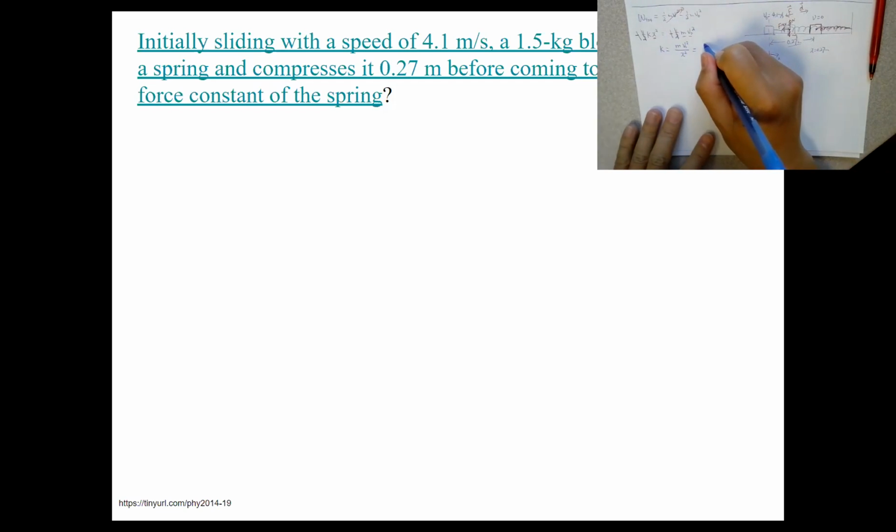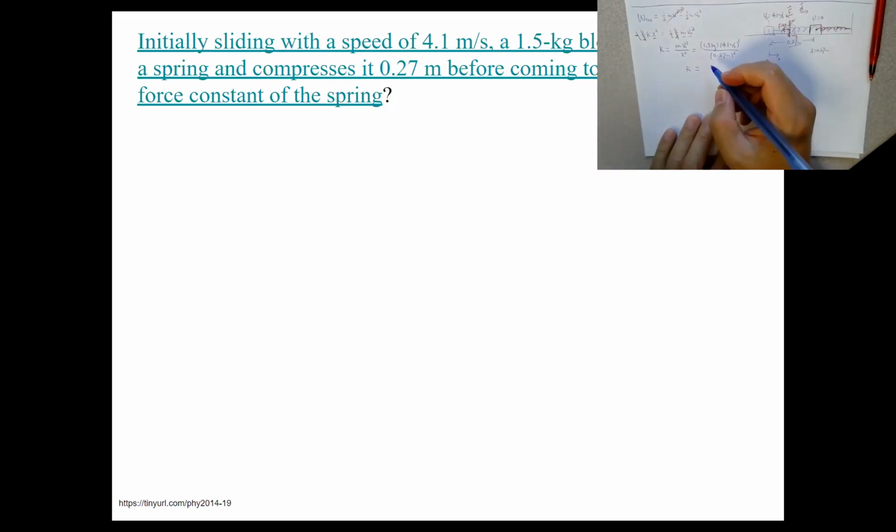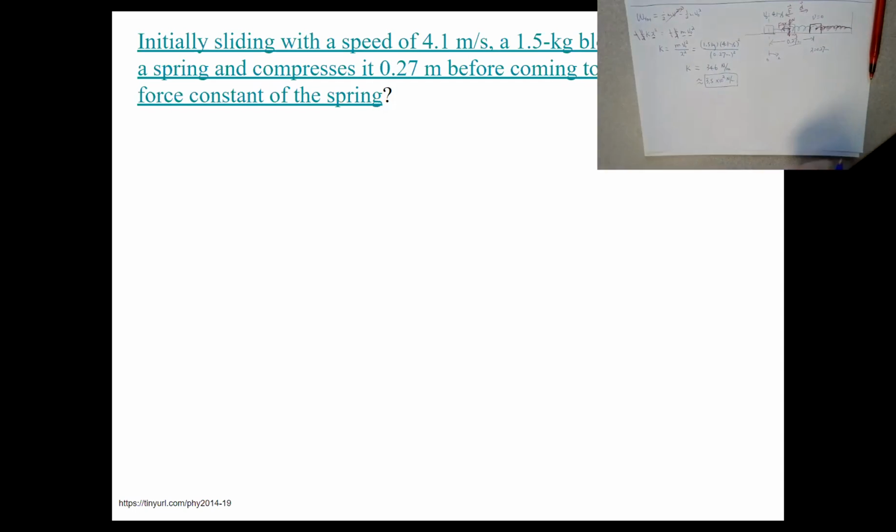So m is given as 1.5 kilograms, and the initial speed is 4.1 meters per second, squared, divided by 0.27 meters squared. Do not forget to square that. That gives you the k constant as 346. If everything is in SI units, then this should also be in SI units. Or you can take 2 significant figures here: 3.5 times 10 to the 2 newtons per meter.